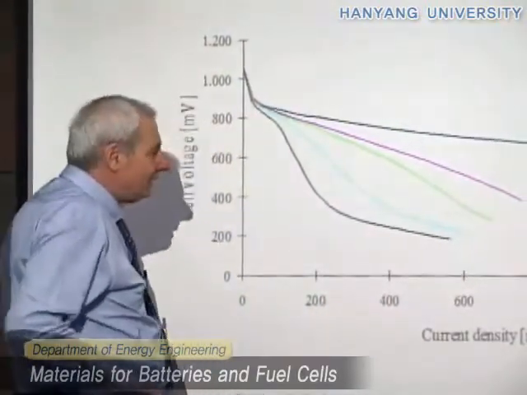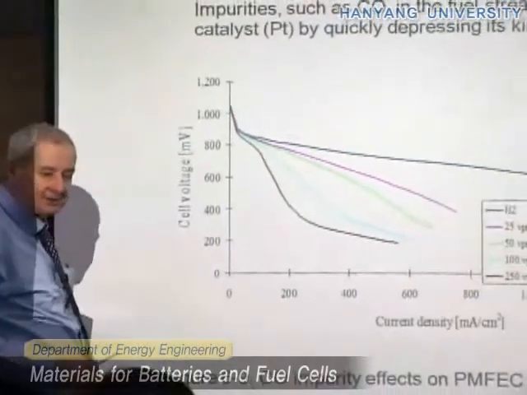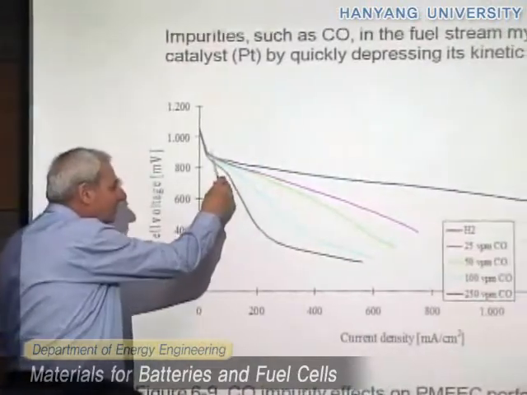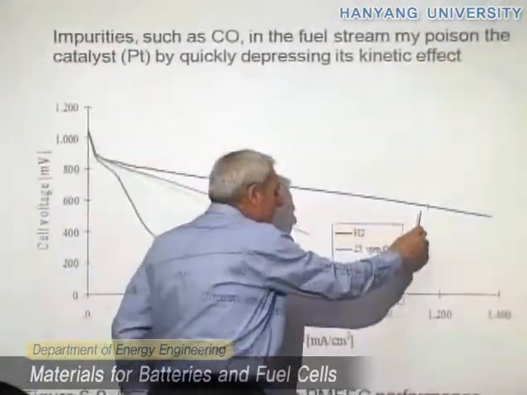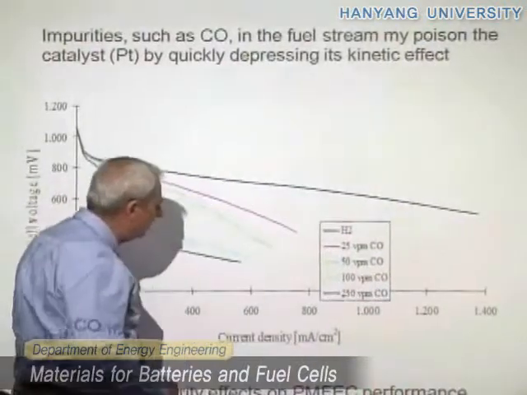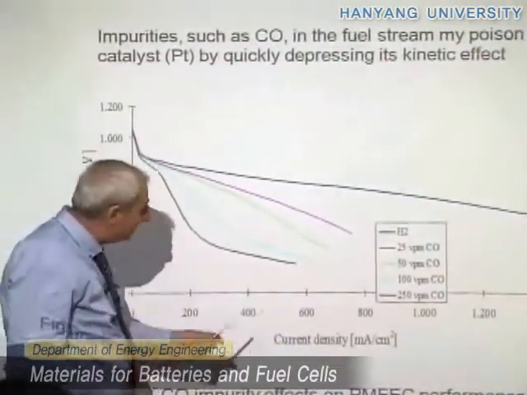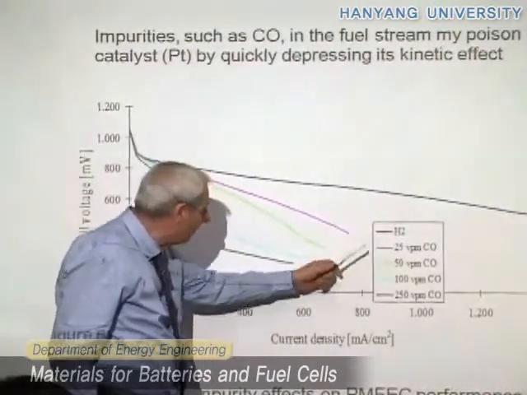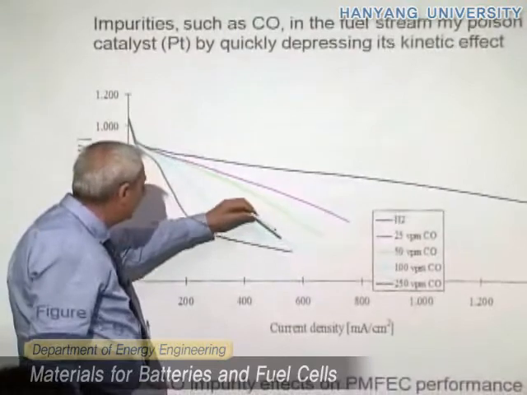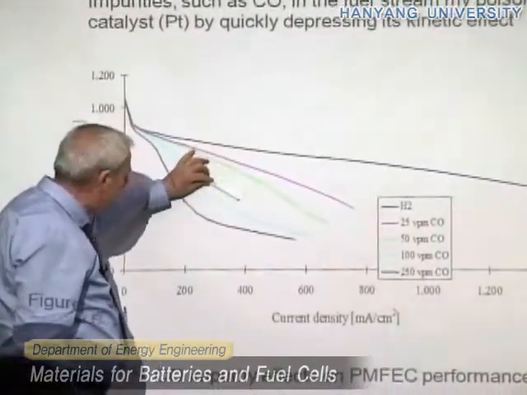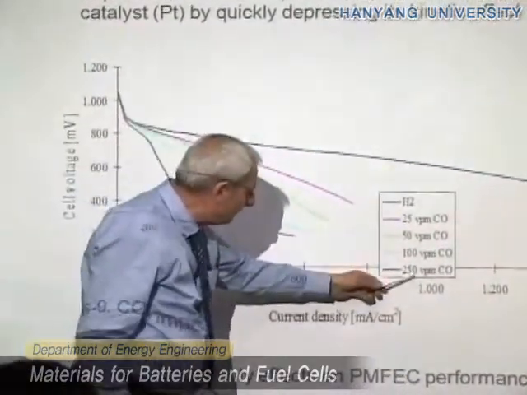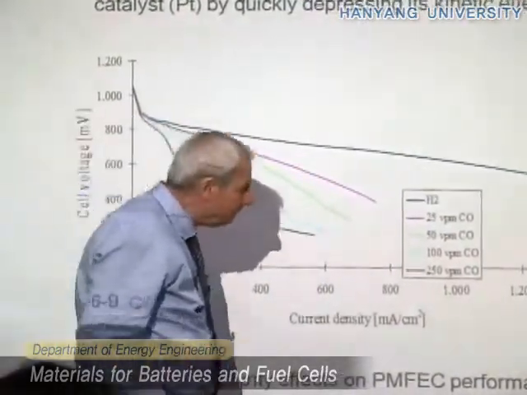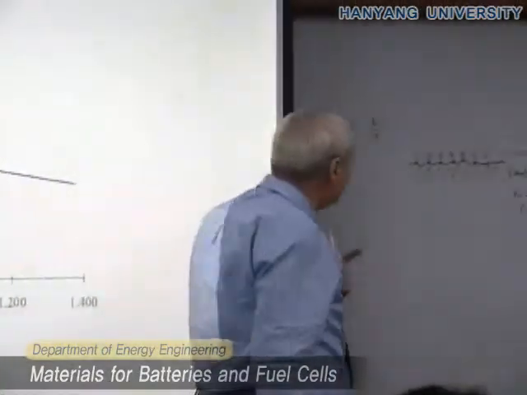So this is the typical characteristic of a fuel cell. And you see, when we have pure hydrogen, we have this nice curve here. But as soon as we have carbon oxide, see, even here it is only 20 parts per million of carbon oxide, and you have a decrease in performance. When you have 250 parts per million, which is not very much, the cell completely fails. So this is one of the first problems of fuel cell.